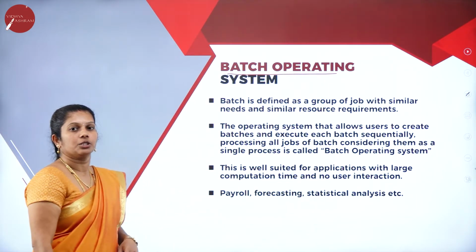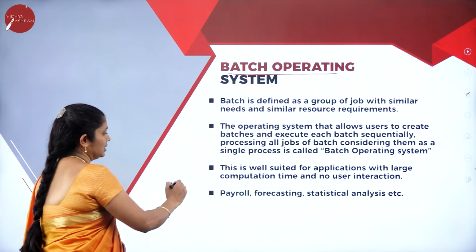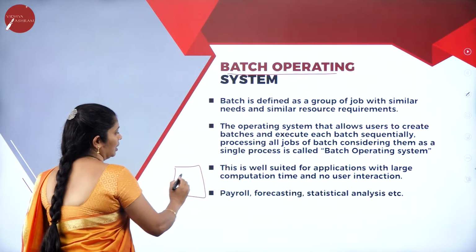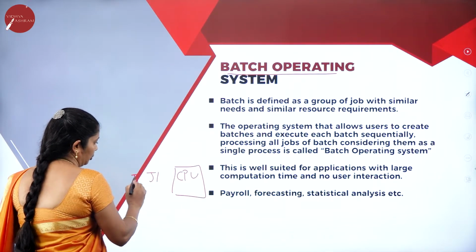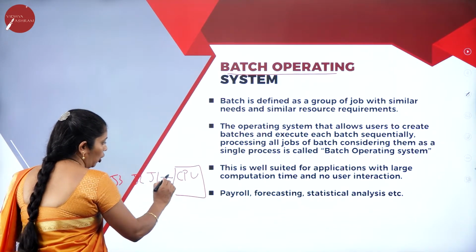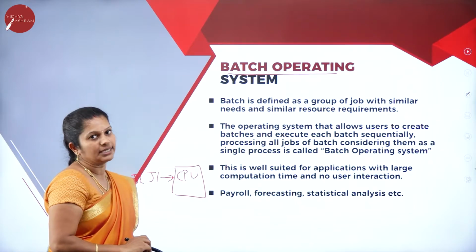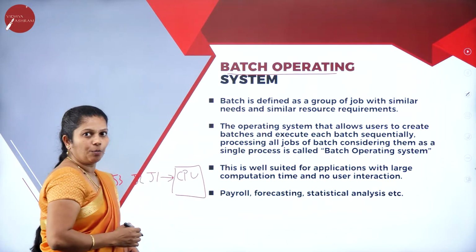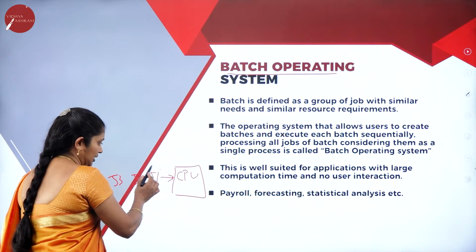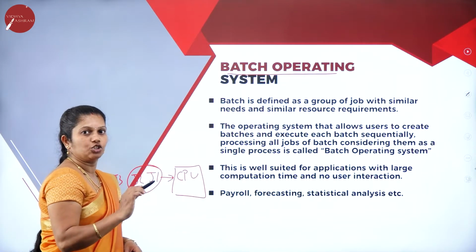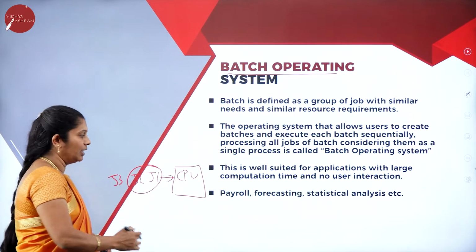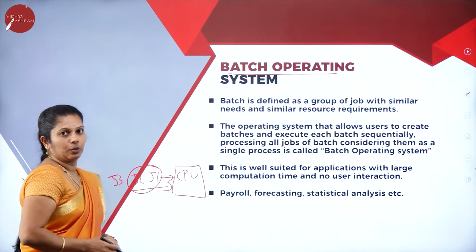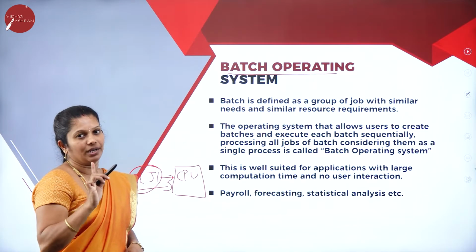What do you mean by batch operating system? Consider we have a CPU. We have, for example, job 1, job 2, job 3. All three jobs want to process on the CPU. Whereas in batch operating system, it will make batches. Whichever jobs have the same type of operations, it will make a batch of those and then process them. That is batch operating system.